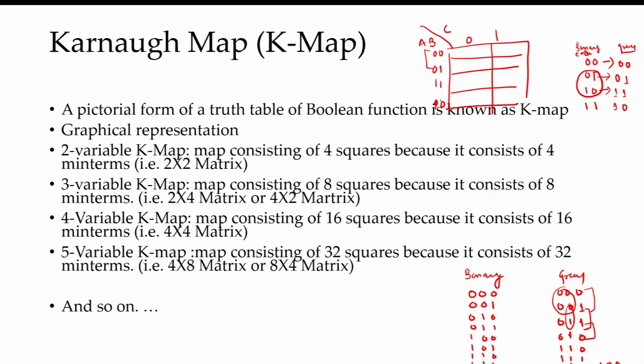Here, a 4 variable K map consists of 16 squares or 16 cells in a map, and we can map it like a 4x4 matrix, means there are 4 rows and 4 columns.